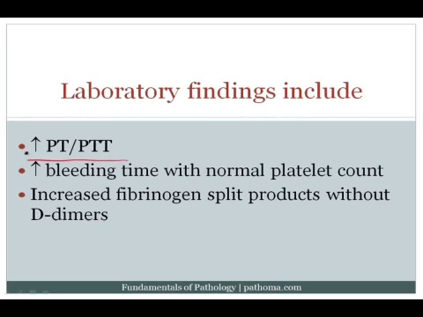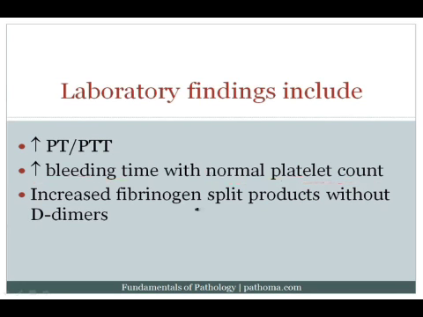The PT and the PTT are going to be up. Why? Because remember, plasmin has the ability to cleave coagulation factors, so the PT and the PTT will go up. The bleeding time is going to go up. Why is the bleeding time going to go up? Because remember that plasmin has the ability to inhibit platelet aggregation, so that would raise the bleeding time. But of course, the platelet count would be normal. Now remember, in DIC, the platelet count would be low because you would be using up the platelets in the formation of those platelet fibrin thrombi.